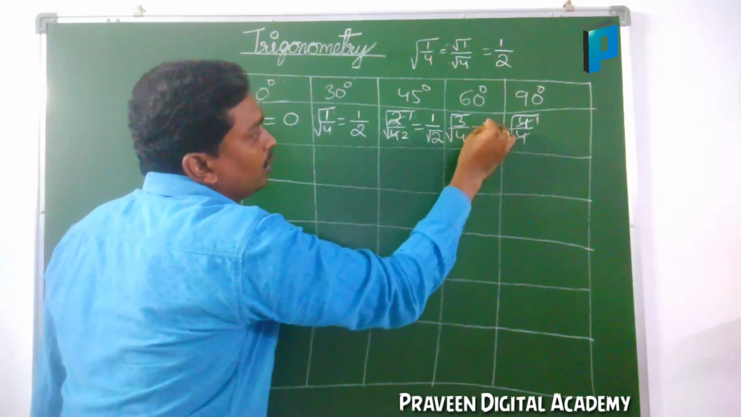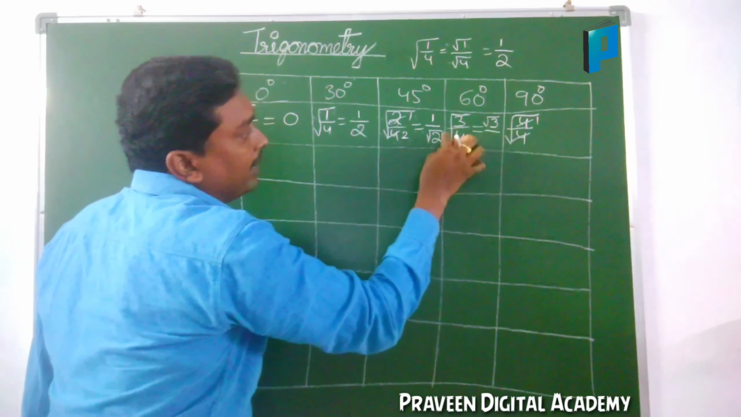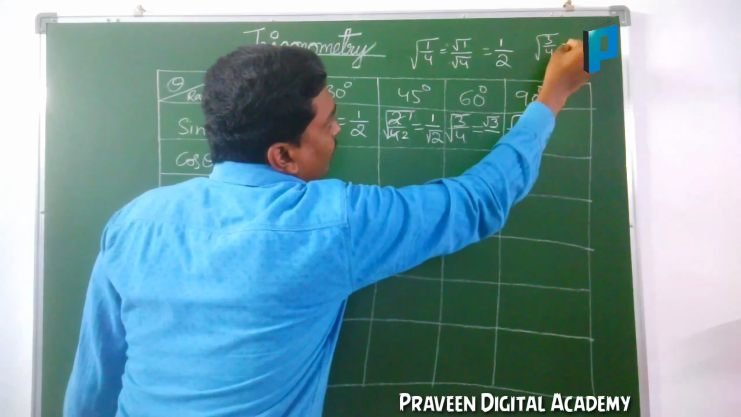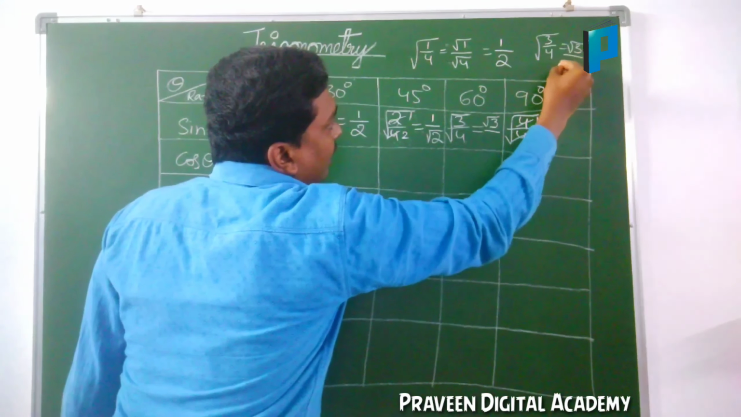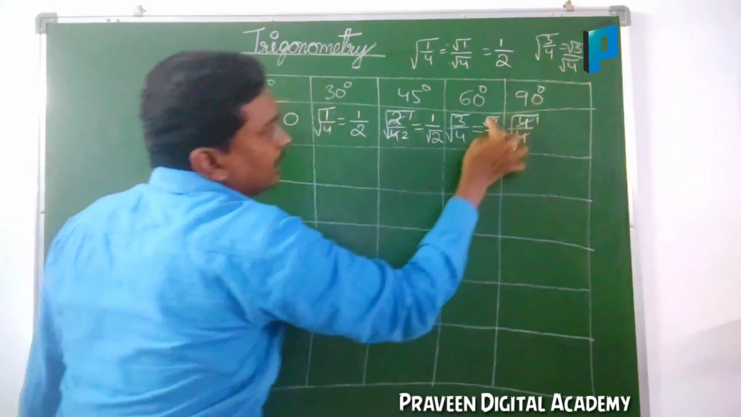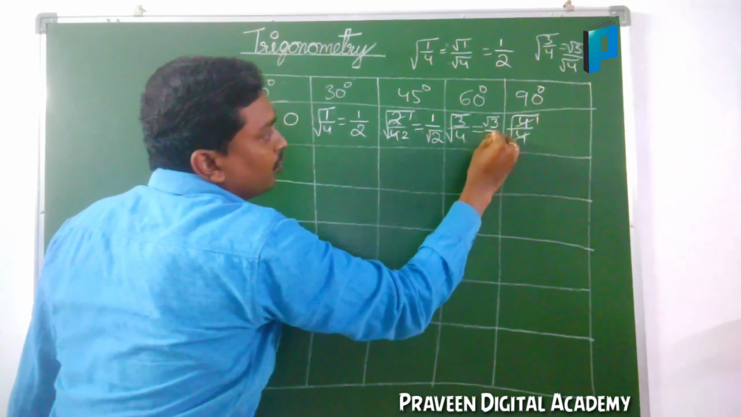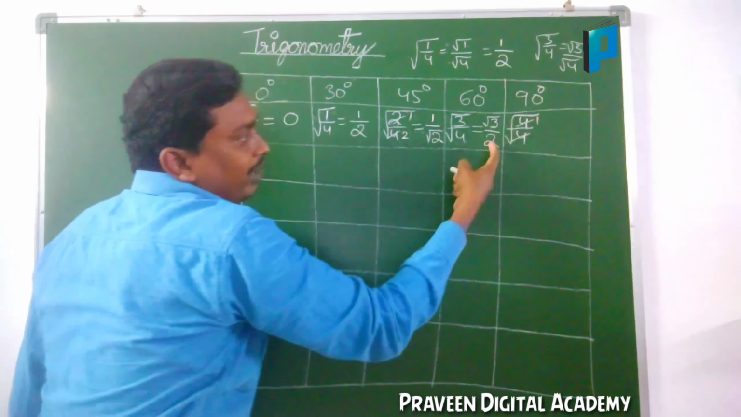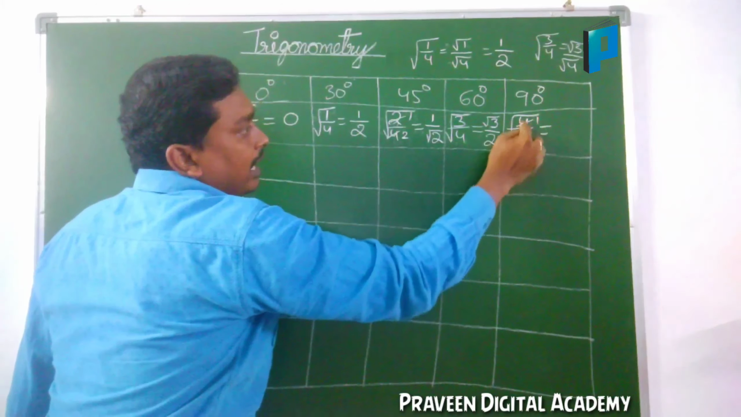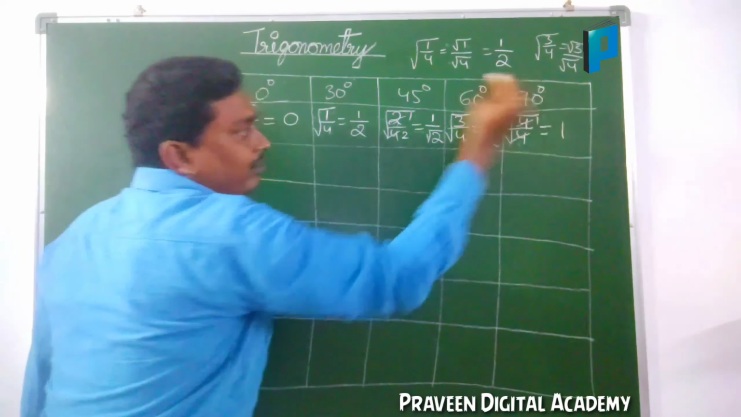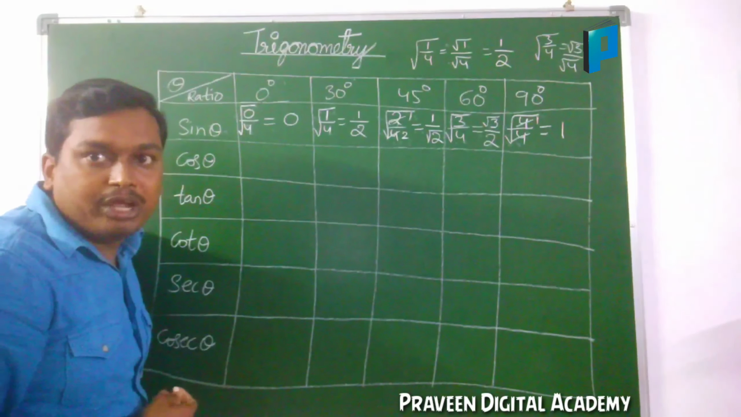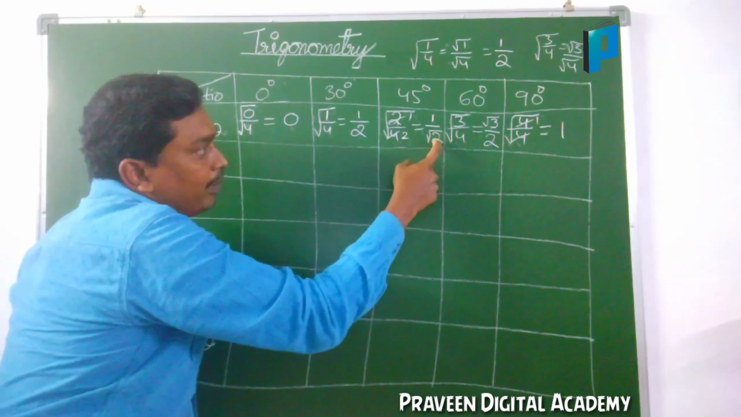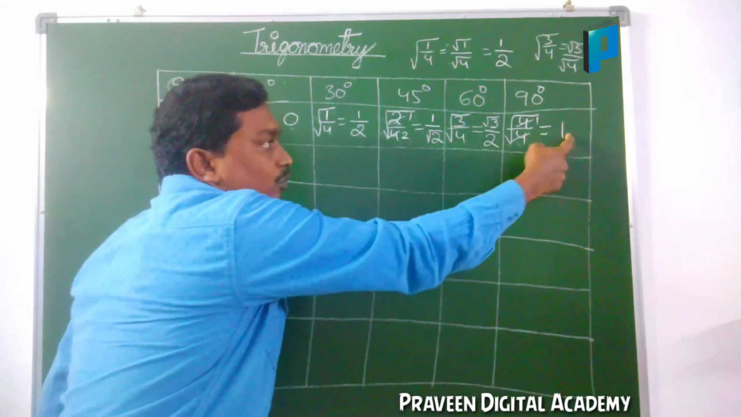Now here root 3 by root 4. Root 3 is root 3 only. What is root 4? Root 4 is 2, so I wrote here 2, because the root 4 value is 2. Now here we have under root 1, and the value is 1. So we got the sine values 0, 1 by 2, 1 by root 2, root 3 by 2, 1.